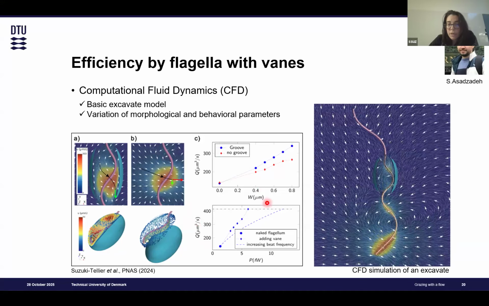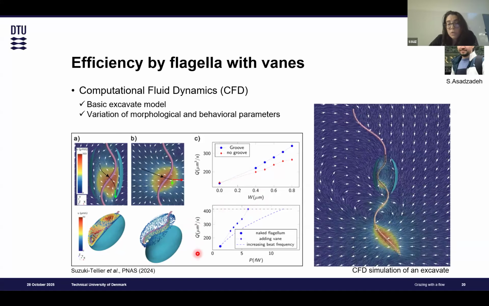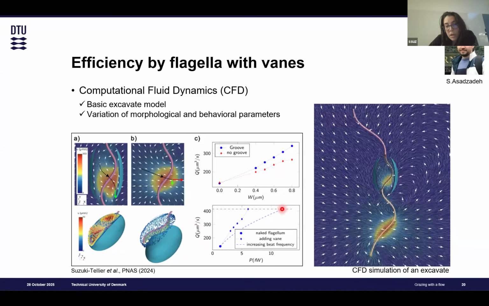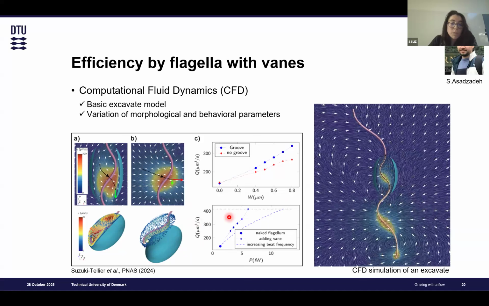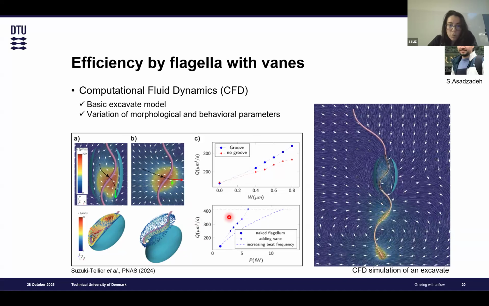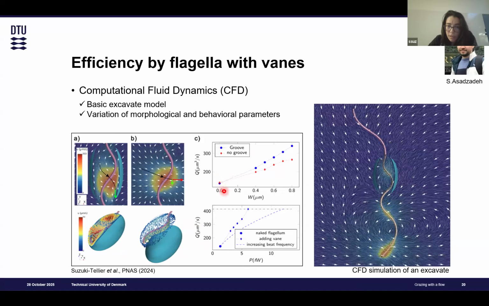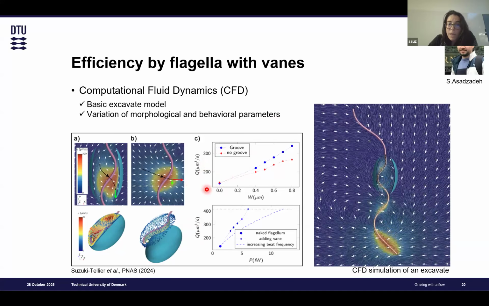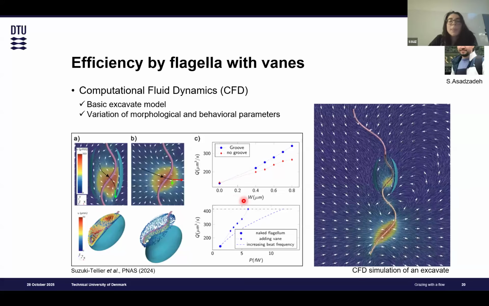So basically, a flagellum with a vein is much more effective and will generate a much higher clearance rate using the same power as a naked flagellum. So the vein is increasing the efficiency, but then what is the role of the groove? What we're able to see is that the groove, on this graph on the top, you have the clearance rate again on the y-axis, and on the x-axis, you have the width.